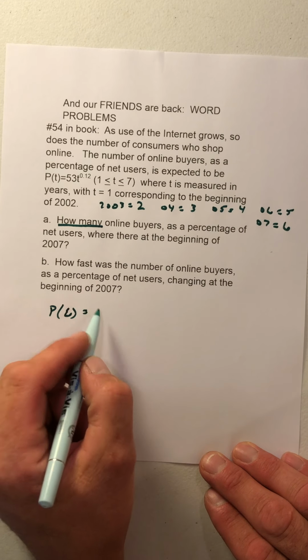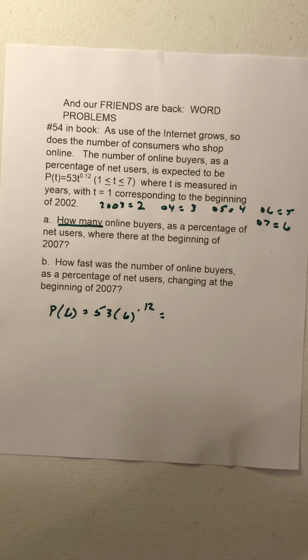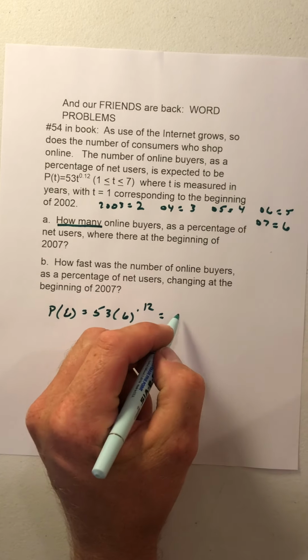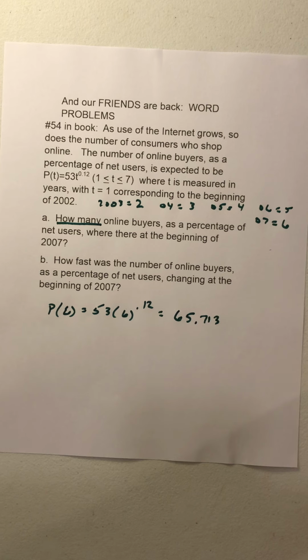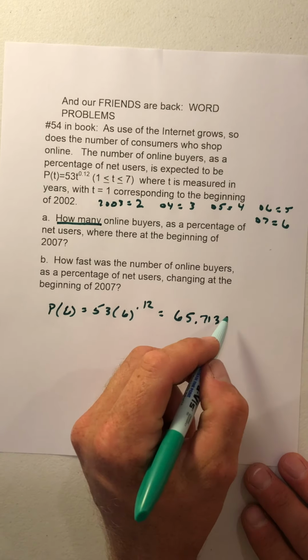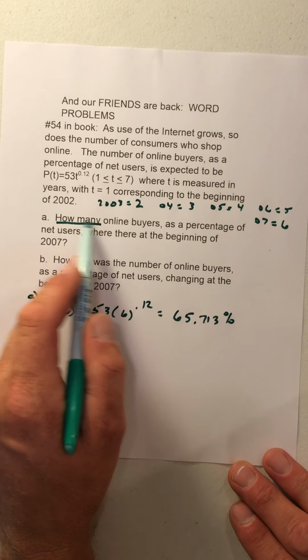So P of 6, we're going to plug in our 6: 53 times 6 to the 0.12, or the 12/100ths. We can definitely use our calculator on these. I wouldn't expect you to take 6 to that exponent. And then we multiply that by 53, and we end up with 65.713. And that's going to be the percentage of online buyers as net users. So we expect 65.713% of net users to be online buyers as well. That's for how many, part A. Very important we see how many.